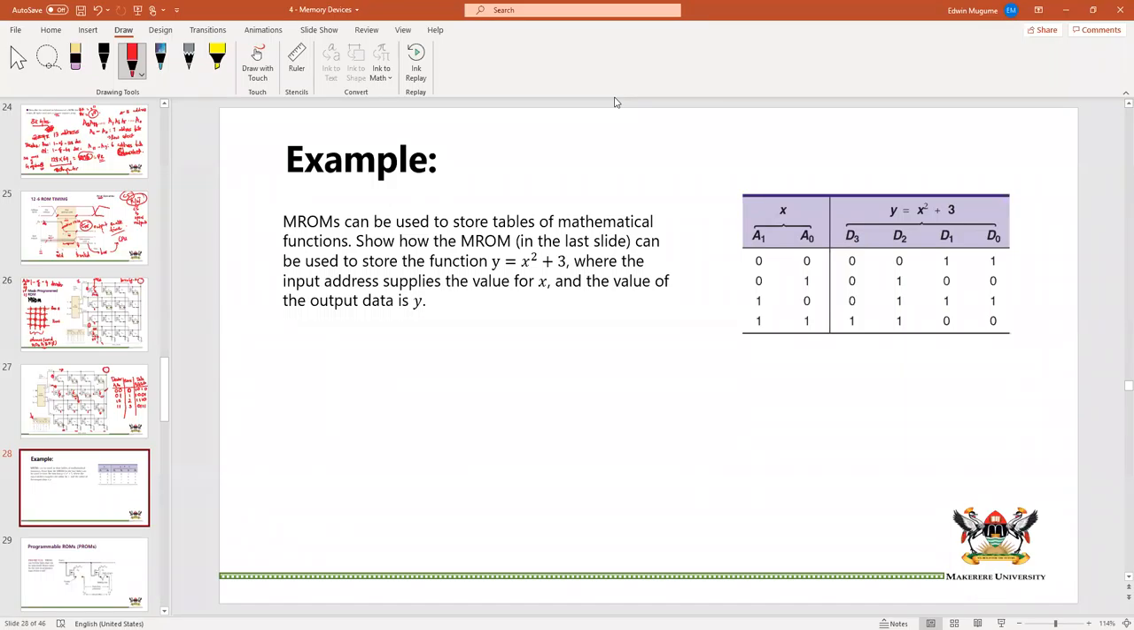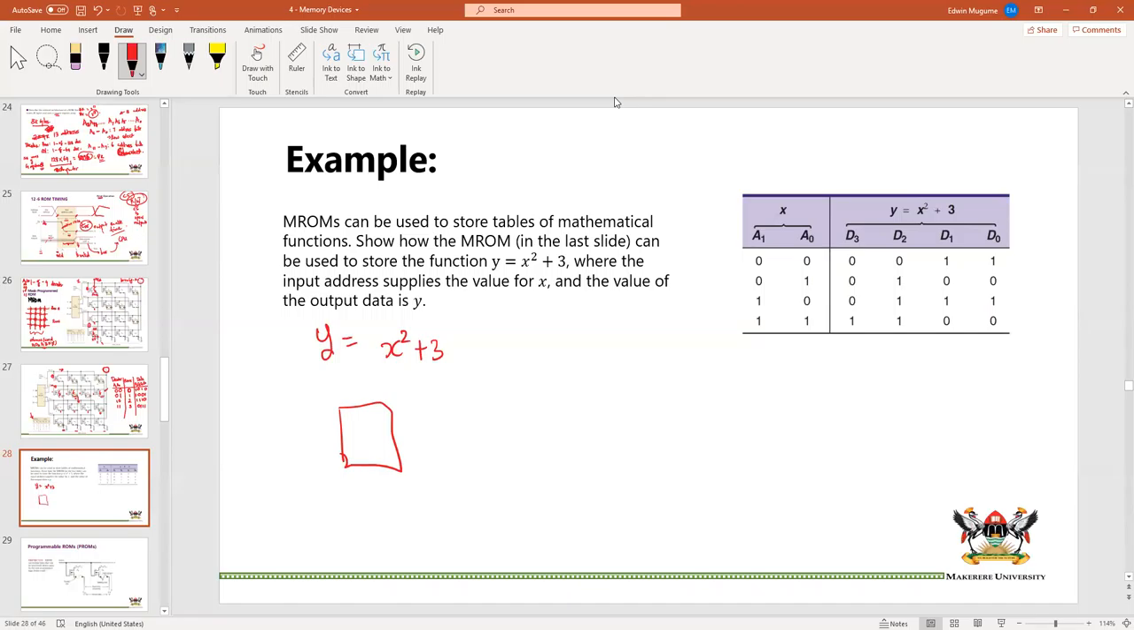And so you have these mathematical tables or function tables where things always repeat themselves because that's a function. Now, we can use ROM to store such information which never changes. Actually, that is the main application area for ROM, being able to store things that do not necessarily change. Now, you have a function like y is equal to x squared plus 3. How do you store this in ROM?